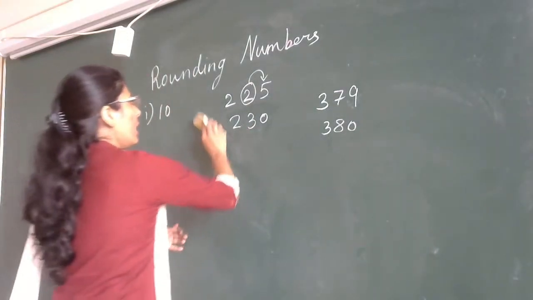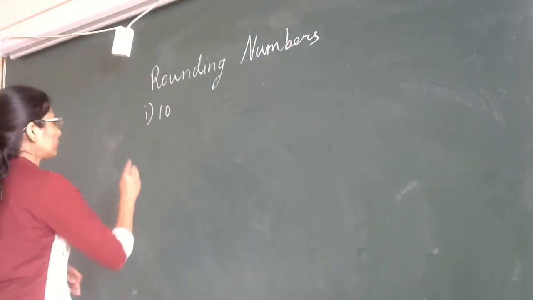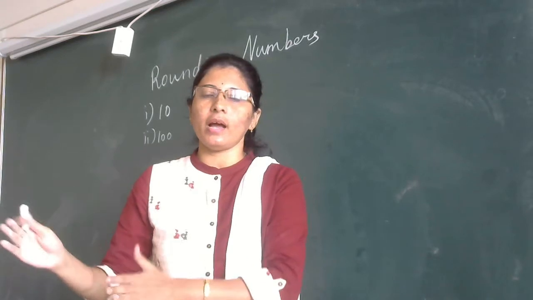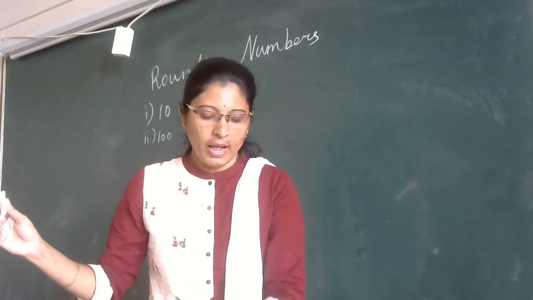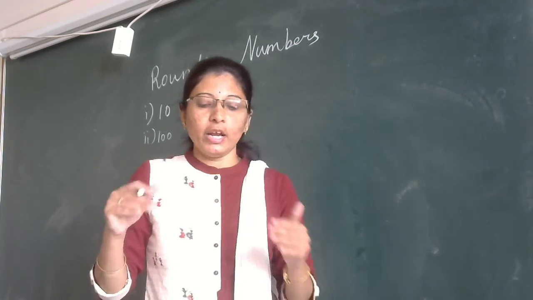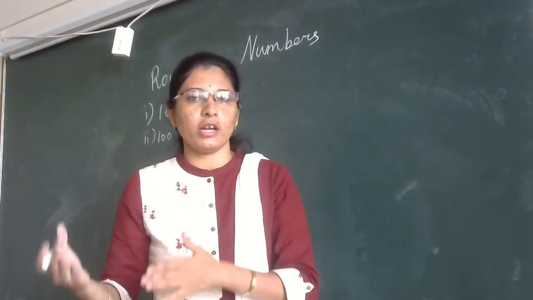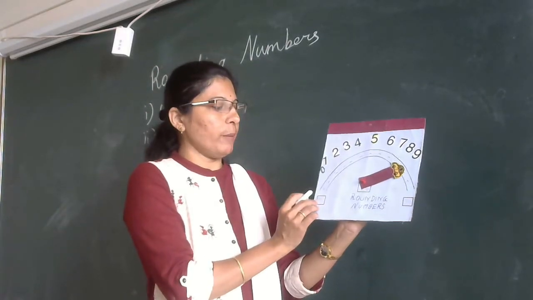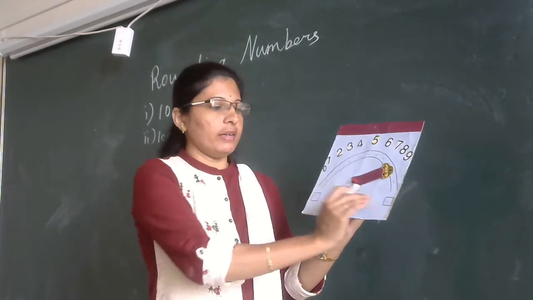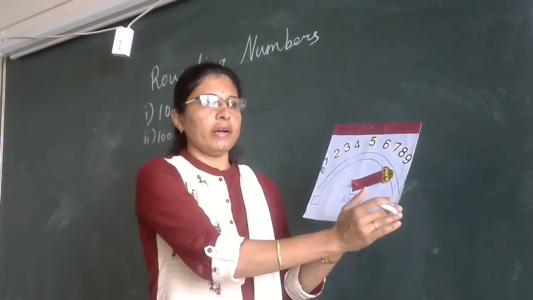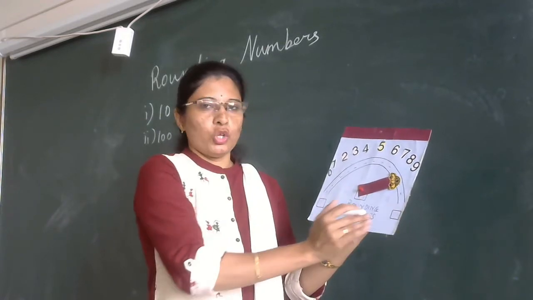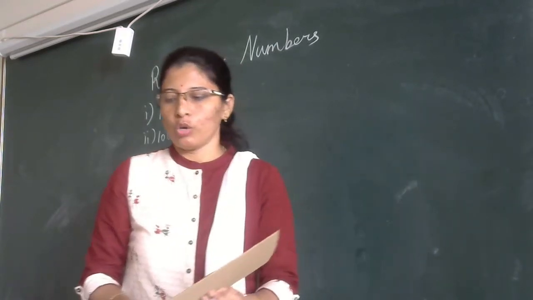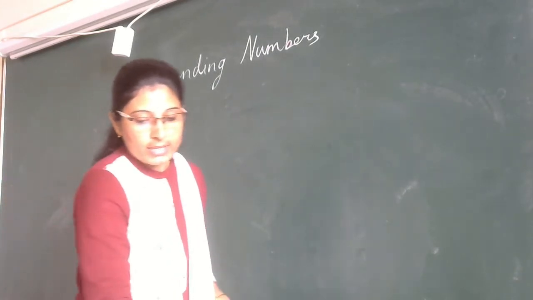Similarly, if you will see rounding off to 100, that time we have to see 100, 200, 300, 400, 500, 600 like that. So it is nearer to what? It is nearer to 400 or it is nearer to 500 like that. For that also we can take the same example. Here we can write hundreds, and here 100, 200. Here 200, here 300. So we can use this activity for thousands also and hundreds also. Okay, so let us take some example.